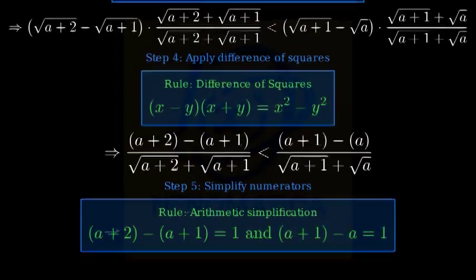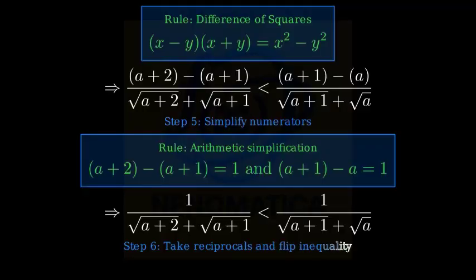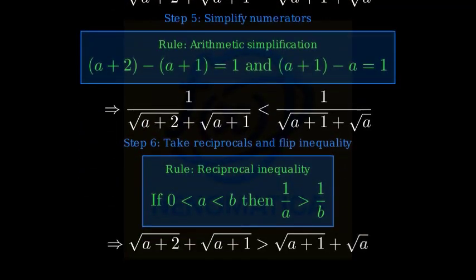A plus 2 minus a plus 1 simplifies to 1, and a plus 1 minus a also simplifies to 1. So we get 1 over square root of a plus 2 plus square root of a plus 1 is less than 1 over square root of a plus 1 plus square root of a. In step 6, we'll take the reciprocal of both sides. Since we're taking reciprocals, the direction of the inequality flips. So we now have square root of a plus 2 plus square root of a plus 1 is greater than square root of a plus 1 plus square root of a.